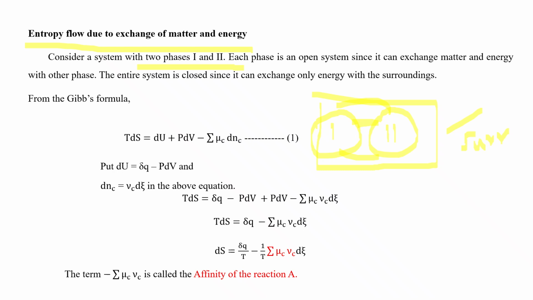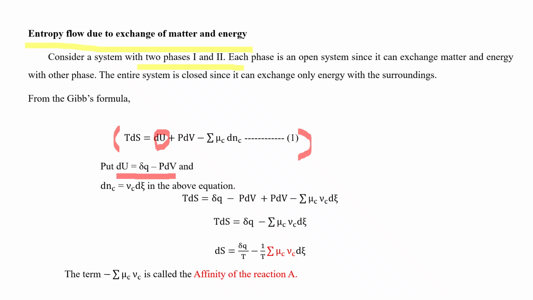So using the Gibbs formula, here you can see, you have derived this thermodynamic relation TdS equal to dU plus PdV minus summation of nu c dnc. Here we already know, according to the first law of thermodynamics, dU is equal to del Q minus PdV. So instead of this dU, we are substituting this del Q minus PdV.